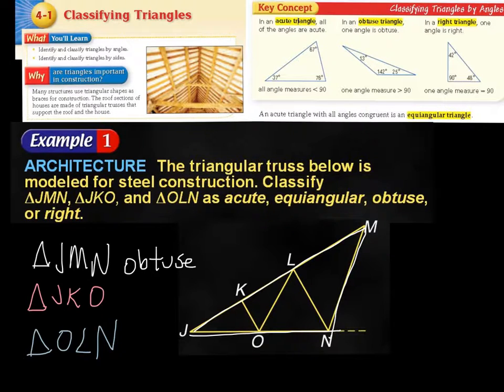Triangle JKO, that sure looks like it's a right angle, so that is right. And triangle OLN, it sure looks like the angles are all the same. I wish they'd actually said that, but we're going to make believe that they are, and so that one will be equiangular.